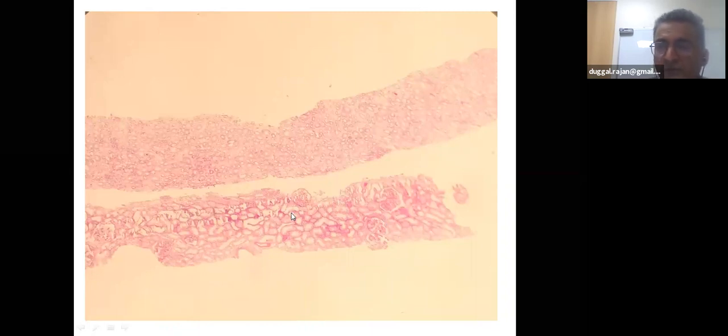So when you see a lot of tissue from the renal medulla, there is always a history which will come that this patient had hematuria after the biopsy. I hope this patient didn't have any hematuria. There was a good amount of medulla also in this biopsy.